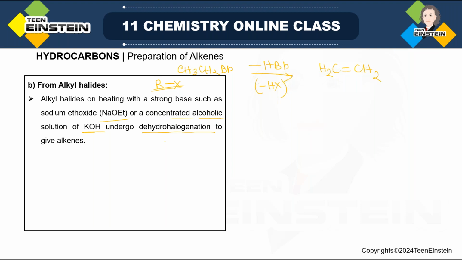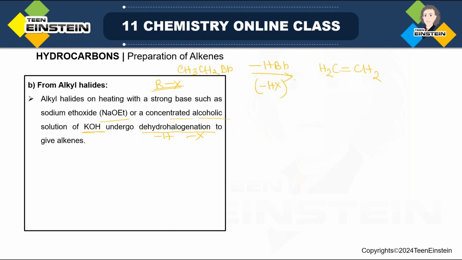Remember, dehydrogenation means what? Removal of 2 hydrogen. So when I am saying dehydrohalogenation, it is removal of 1 H, removal of 1 X. Together you can say dehydrohalogenation or removal of HX part, and you will get some alkene. This is the overall reaction.